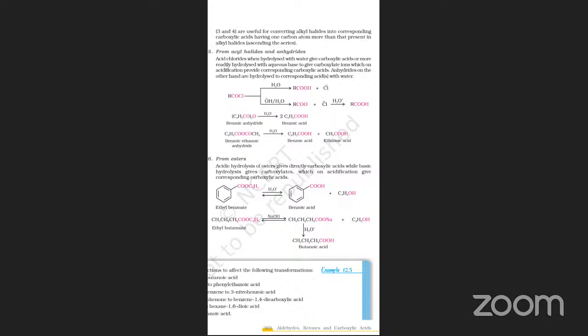Similarly, the reaction is completely reversible, that means the same reaction is occurring once again in the backward manner.